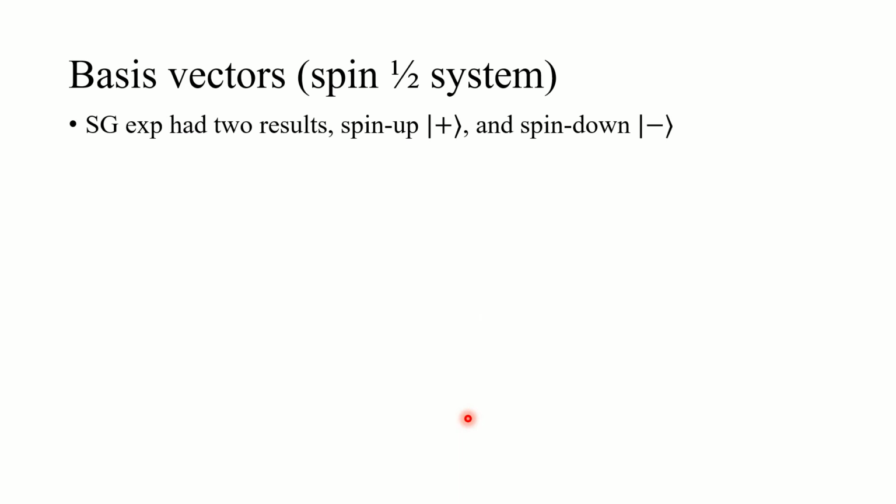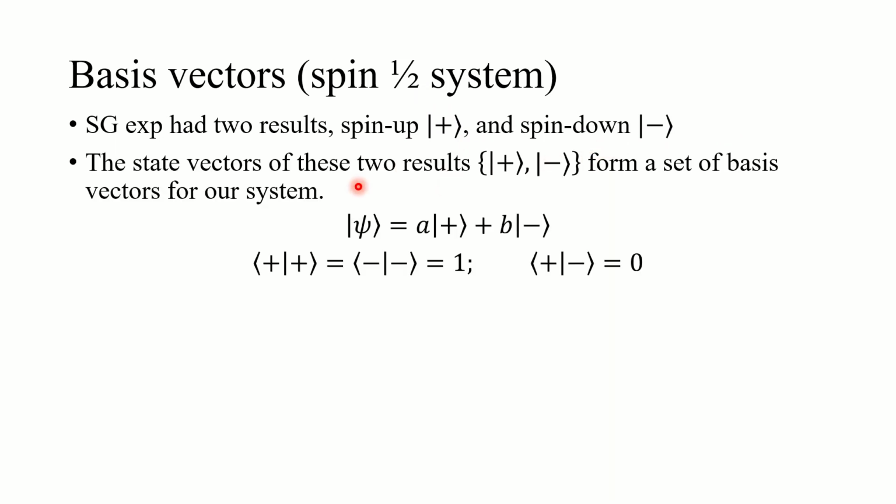Now, if we map that to the Stern-Gerlach experiments and our spin 1/2 systems that we were looking at, those Stern-Gerlach experiments had 2 results, a spin up and a spin down. And it turns out that those 2 vectors form a basis for the two-dimensional Hilbert space.